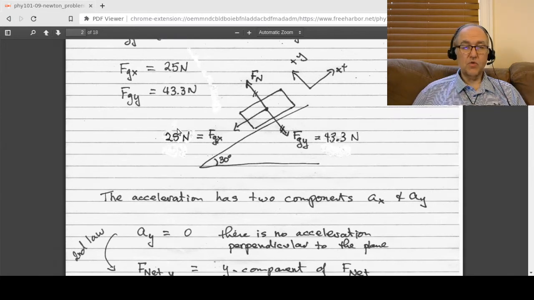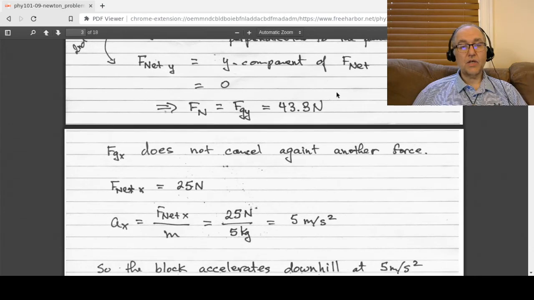What about in the x direction? Well, there's 25 newtons down, that's your Fgx, but there's no force up, that is, in the positive x direction. I shouldn't say up, I should say along the inclined plane upwards. So there's a force in the negative x direction, but no force in the positive x direction, and so that 25 newtons, nothing cancels it. In the x direction, the F net, the x component only, is 25 newtons, because there's only one force along x, and it's down along the inclined plane.